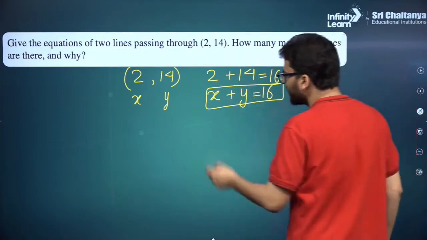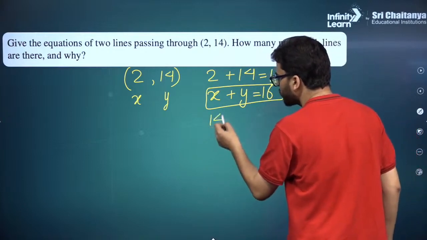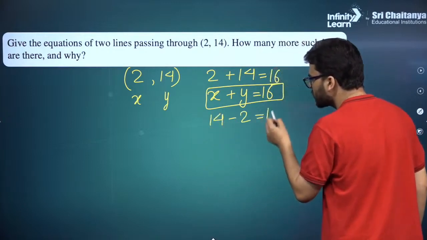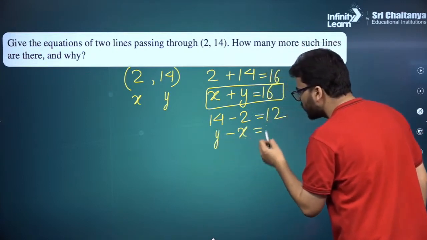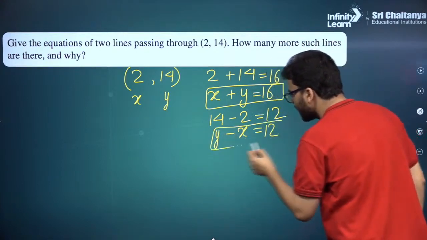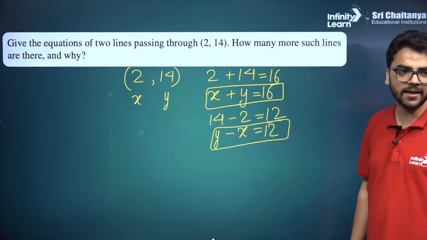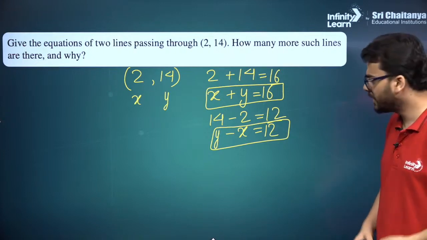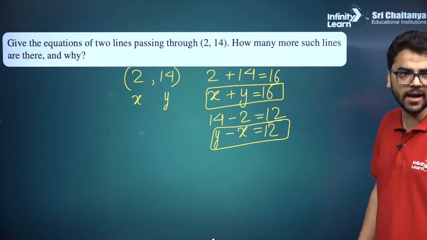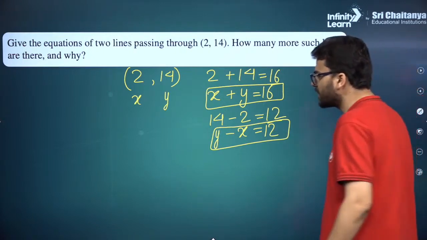Or I can think of many other examples. See, 14 minus 2 is 12. So can I take an equation like this? y minus x is equal to 12. Can I think like this? It is the same thing, Jamin. So you can keep on doing like that. Very good. Infinite such examples are possible.